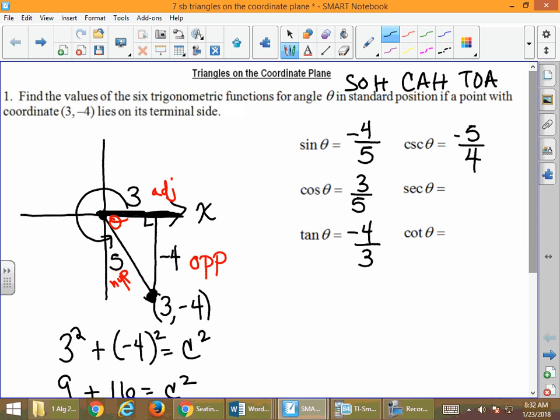SEC, secant of theta. Secant is the reciprocal of cosine. When we take the reciprocal of 3/5, we end up with 5/3. And tangent has a reciprocal of cotangent, abbreviated COT. Cotangent of theta. Cotangent is the reciprocal of tangent, so this becomes -3/4.